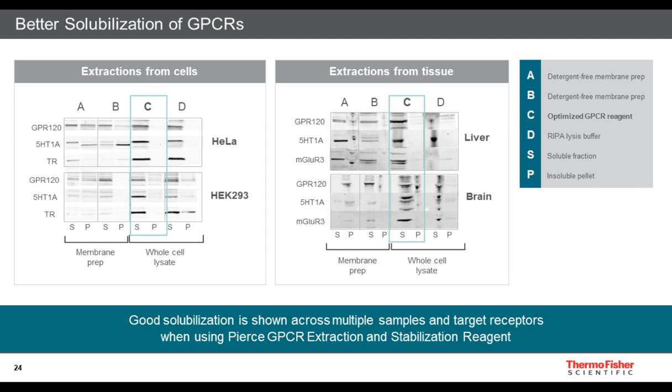These are more efficient at solubilizing than the detergent-free methods, with the optimized GPCR reagent, which is sample C, being equal to or better than the harsher RIPA buffer in sample D. Similar results were observed with the liver and brain tissue samples on the right.